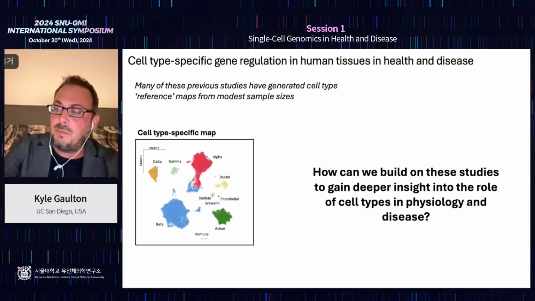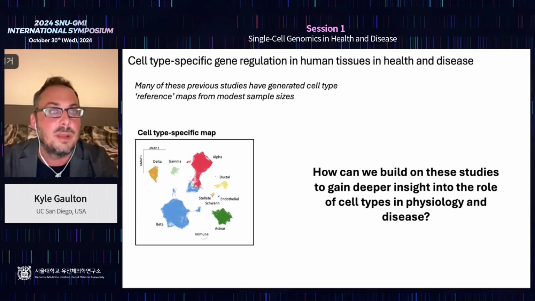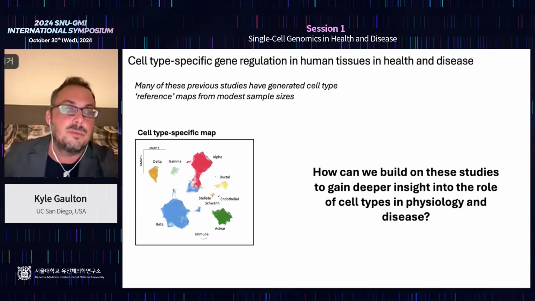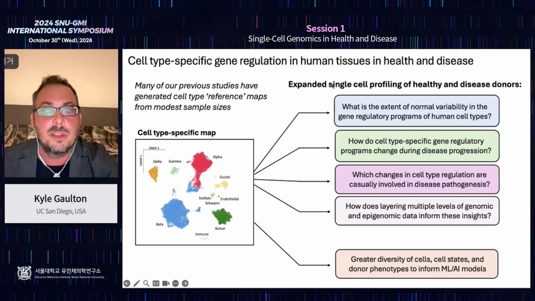So based on this introduction, one limitation, I would say, of many of our previous studies, several of which I just described, is that we've generated what I would call largely reference maps from fairly modest sample sizes. And so the question that we're interested in is how can we build on these studies to gain deeper insight into the role of human cell types in physiology and disease, moving beyond just reference maps of each cell type. To do this, we've been performing expanded single cell profiling of donors from both healthy and diseased states.